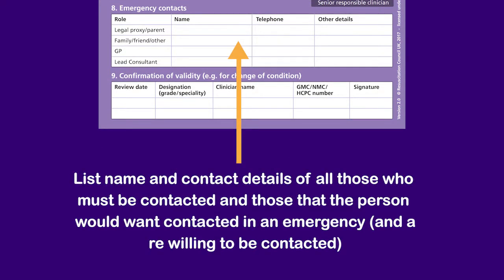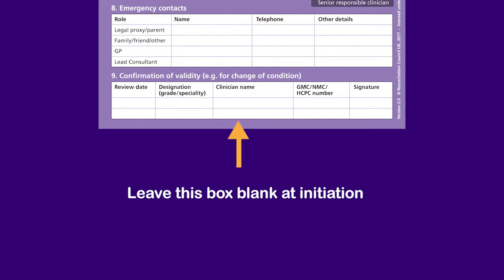List name and contact details of all those who must be contacted and those that the person would want to be and are willing to be contacted in an emergency. Leave this box blank at initiation.